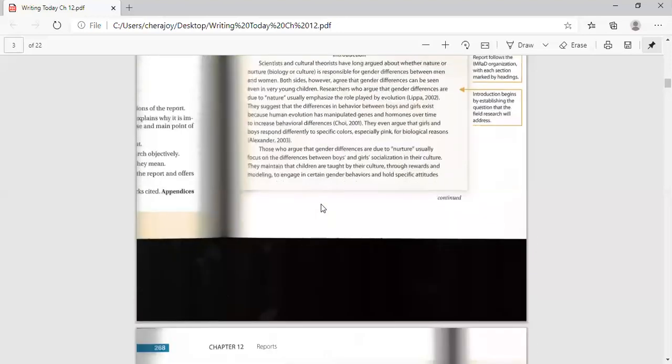Okay, so we've talked about the topic in the cover page, we've talked about the abstract. Let's move on to the introduction.